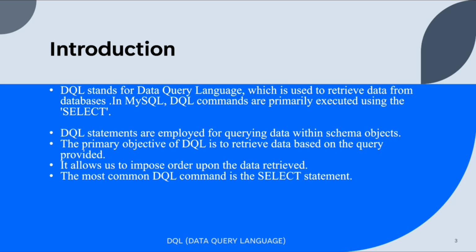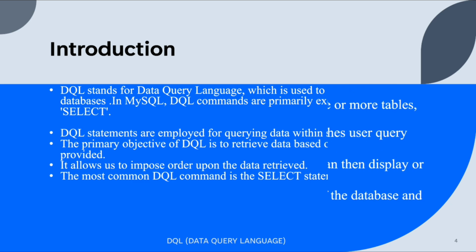Now, what is a schema? A schema is a collection of tables with rows and columns. It is a type of template in MySQL. The primary object of DQL is to retrieve data based on the query provided. It allows us to impose order upon the data retrieved. The most common DQL command is the select statement.